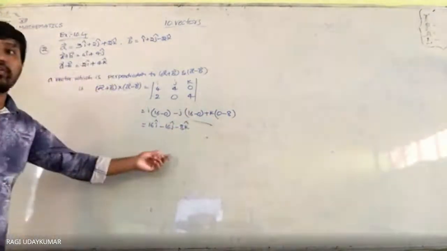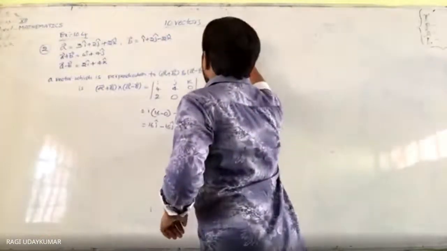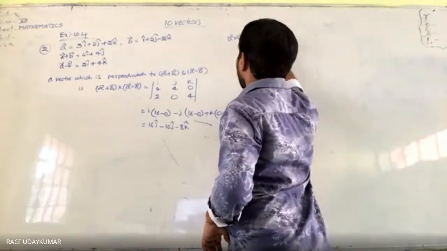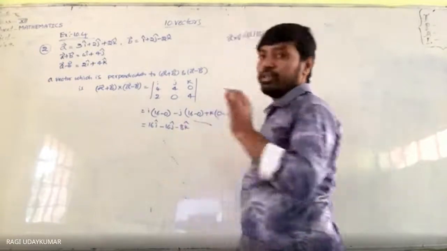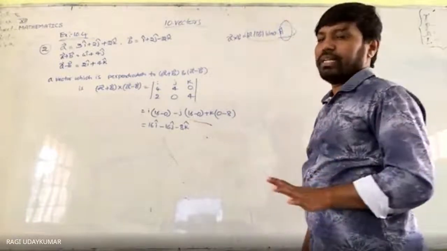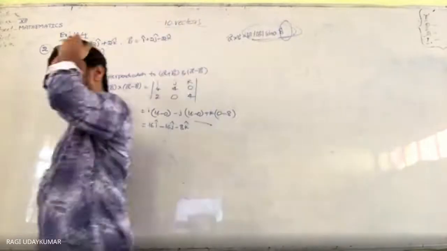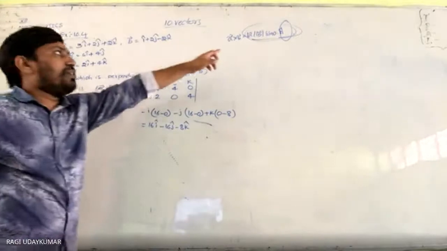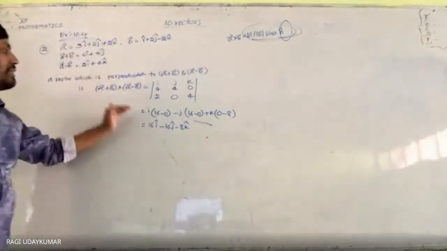But this is not a unit vector. I already told you, a bar cross b bar, whatever you are finding, is magnitude of a bar into magnitude of b bar into sin theta into n cap. What you are getting is not a unit vector. Only n cap is the unit vector, so be careful about that. Here the angle is not given, so you cannot find it that way. So you have to find the cross product, and this is the way to find it.